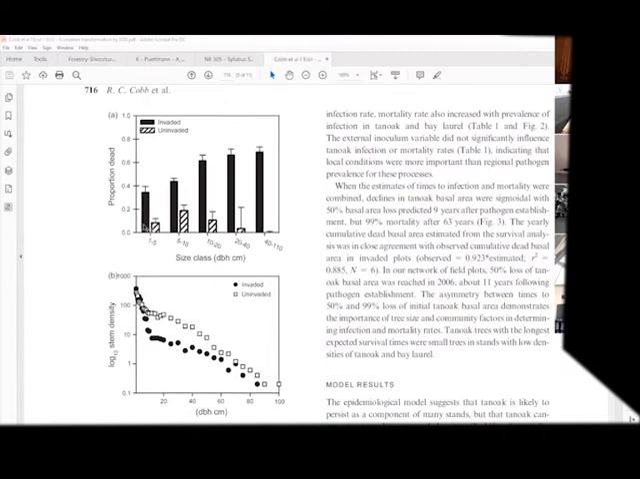So what you see here is the proportion dead within size classes, 1 to 5 centimeters diameter up to the largest size class, which was 40 to 110 centimeters. This is tan oak. And what you see here is you've got 60% mortality in the invaded stands in the largest size class. And then compare that with the uninvaded stands. It's like less than 1% mortality.